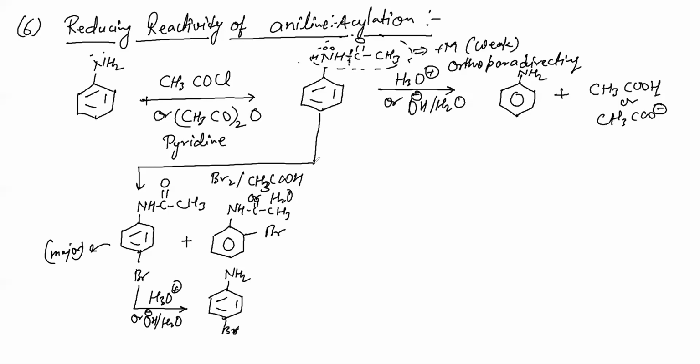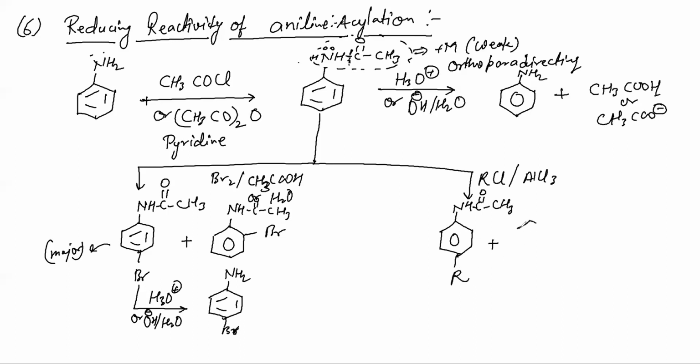Are you getting this? Similarly, if you treat it with RCl/AlCl3, this is what we call Friedel-Crafts alkylation. What will we get here? NHCOCH3, and here you will get R, plus some amount of ortho product will also be formed. Oh sorry, I said meta, sorry, ortho product. But this one will be major.